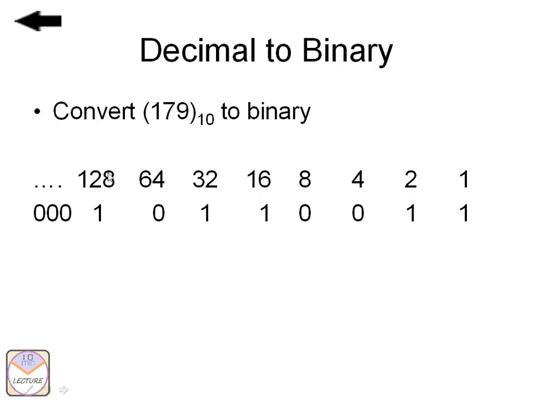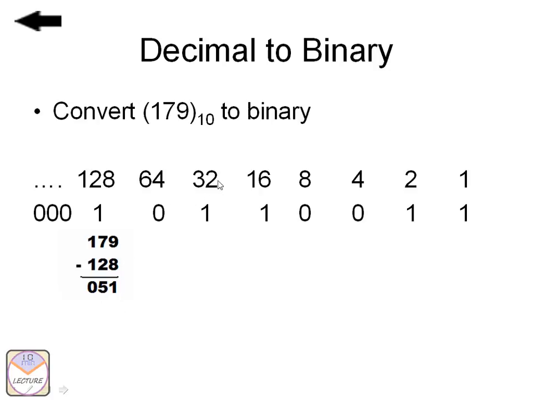So we'll be taking 128, which can occupy exactly once in 179. Okay, so 128 occupies exactly once in 179. So we put here 1 and we'll be subtracting 128 from 179. We got a remainder of 51. Next we have to compare this series with 51, which is a number slightly less than 51.